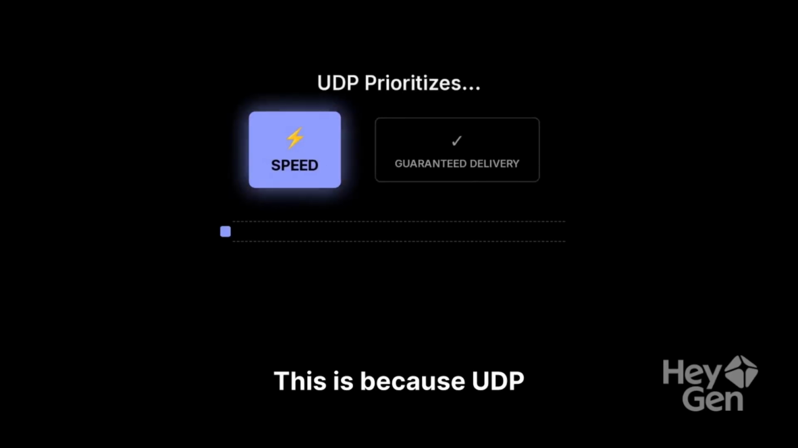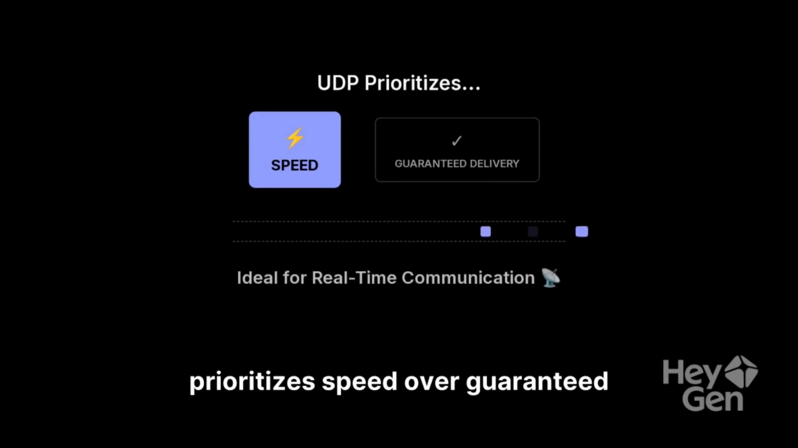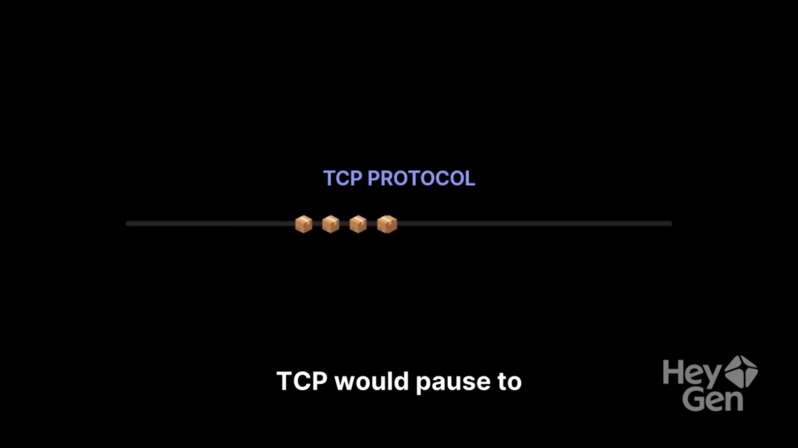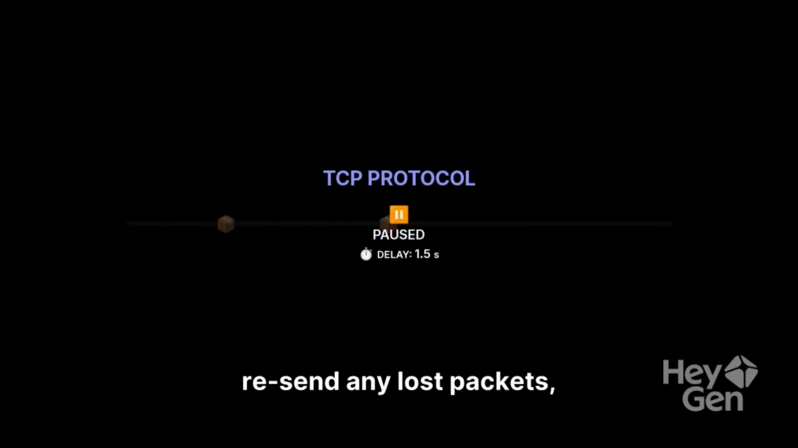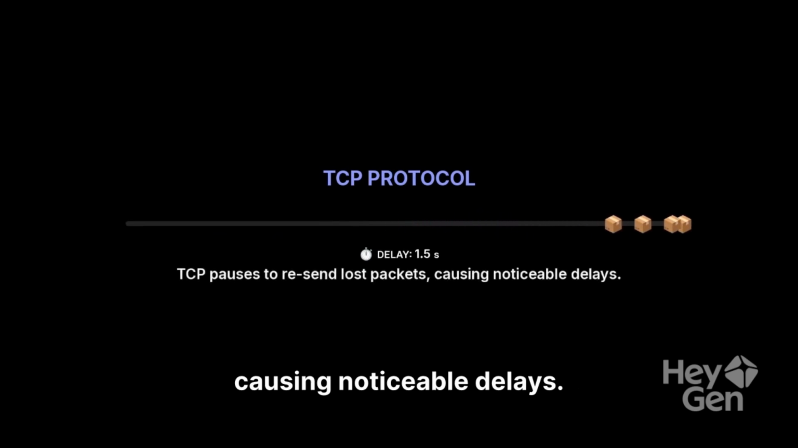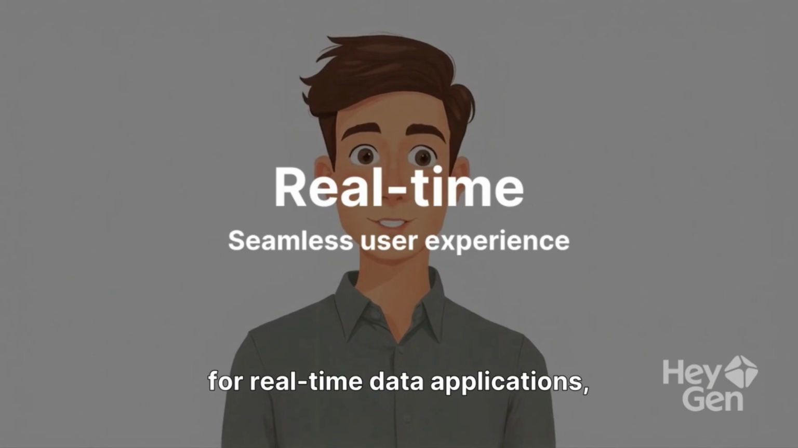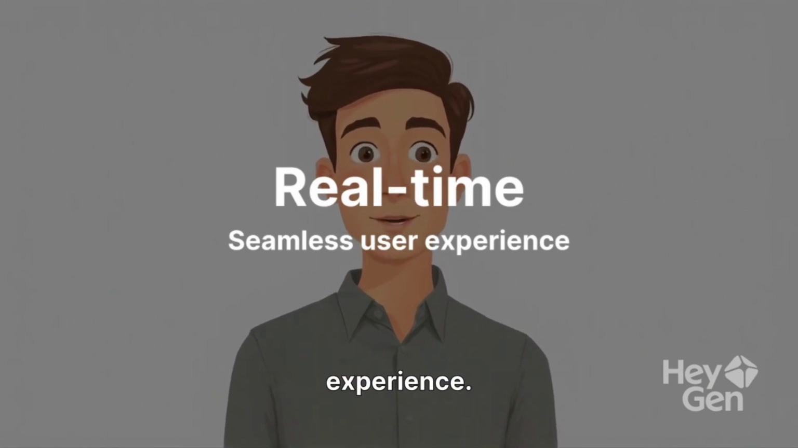This is because UDP prioritizes speed over guaranteed delivery, making it ideal for real-time communication. On the other hand, TCP would pause to resend any lost packets, causing noticeable delays. UDP is truly perfect for real-time data applications, ensuring a seamless user experience.